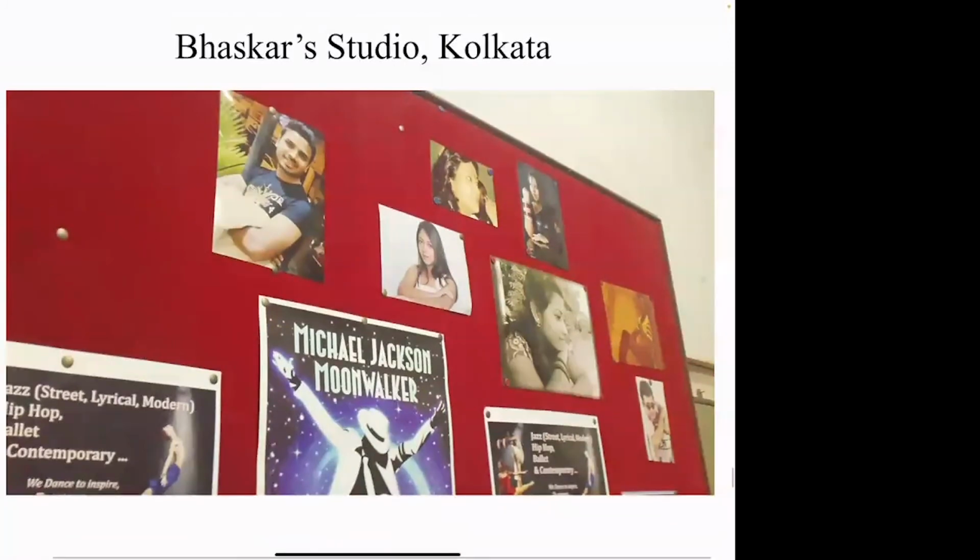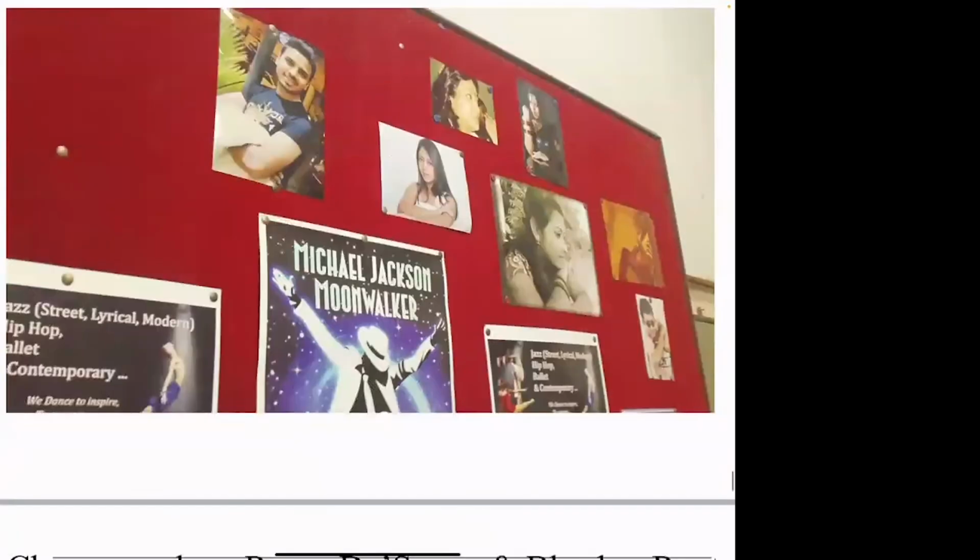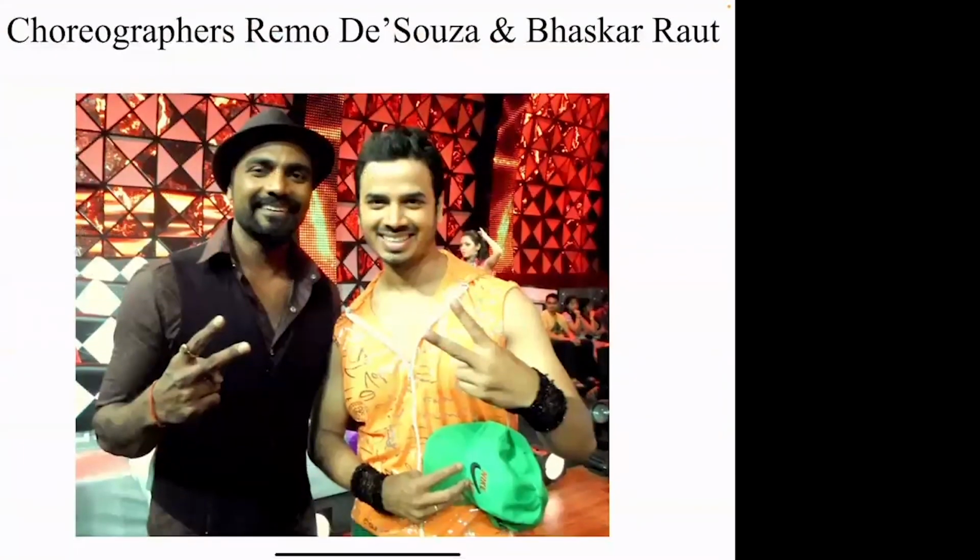And this is another person I was following, Bhaskar, in Calcutta, just to give you a taste of what ethnography means: you are in the field, going to different places, doing participant observation, interviewing people, looking at their dances, building life histories. Remo D'Souza is a famous Bollywood choreographer. And Bhaskar, this person I was following, this is a picture they have taken together, but this is the kind of networks ordinary people can make.